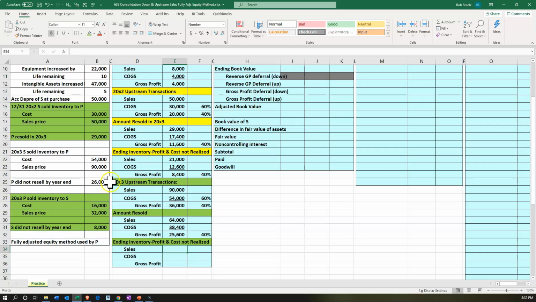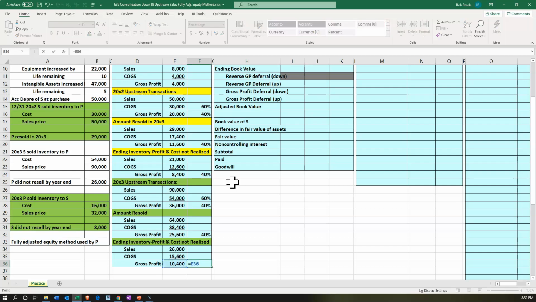So now we're going to do our subtraction problem, the 90 minus the 64, which will get us to that 26 that we had over here. This will be equal to the 90 minus the 64, and that's the 26. Then we're going to say the 54 minus the 38.4, or we could have taken the 26 times the 60%. Then we're going to take the 26 minus the 15.6, or we could have taken the 26,000 times the 40%. Let's check our gross profit percent, which is going to be the 10.4 divided by the 26,000, still at the 40% here.